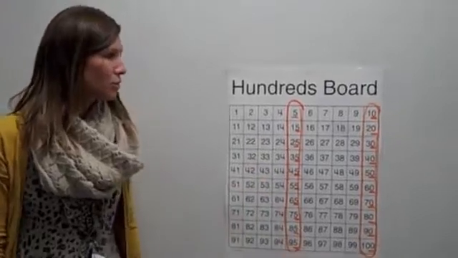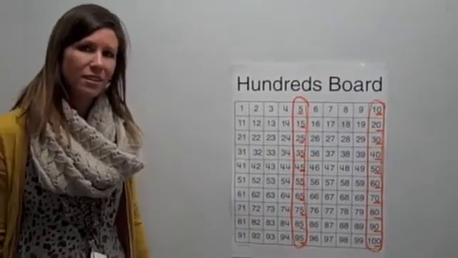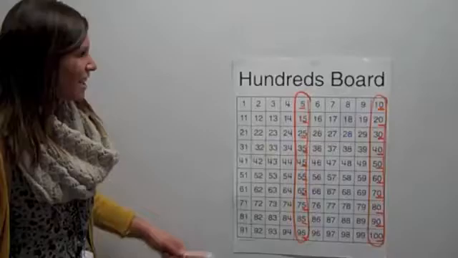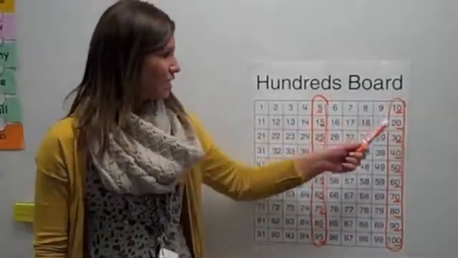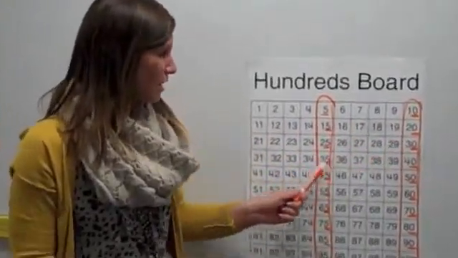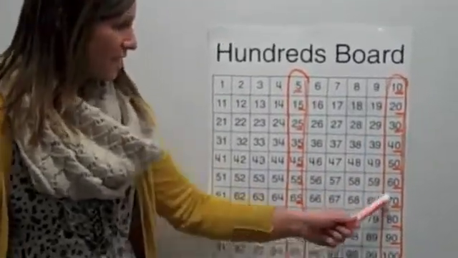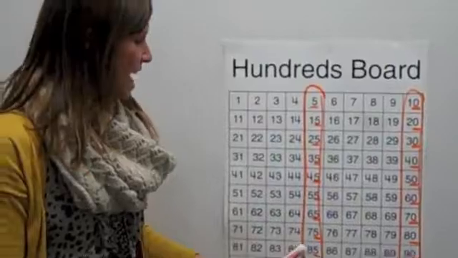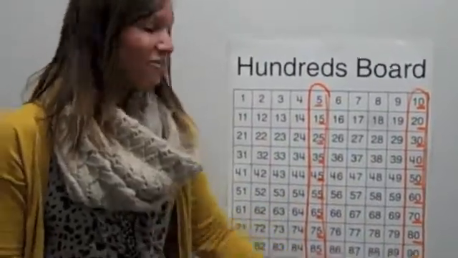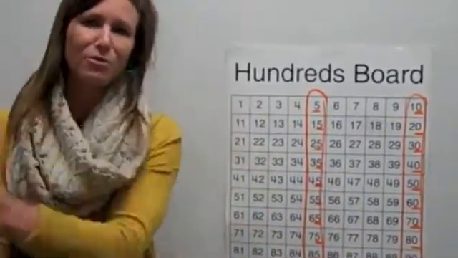Now I want you to try it a little bit faster this time. Do you think you can do it? I think you can. Let's give it a try. 5, 10, 15, 20, 25, 30, 35, 40, 45, 50, 55, 60, 65, 70, 75, 80, 85, 90, 95, 100. Awesome job. Give yourself a round of applause.